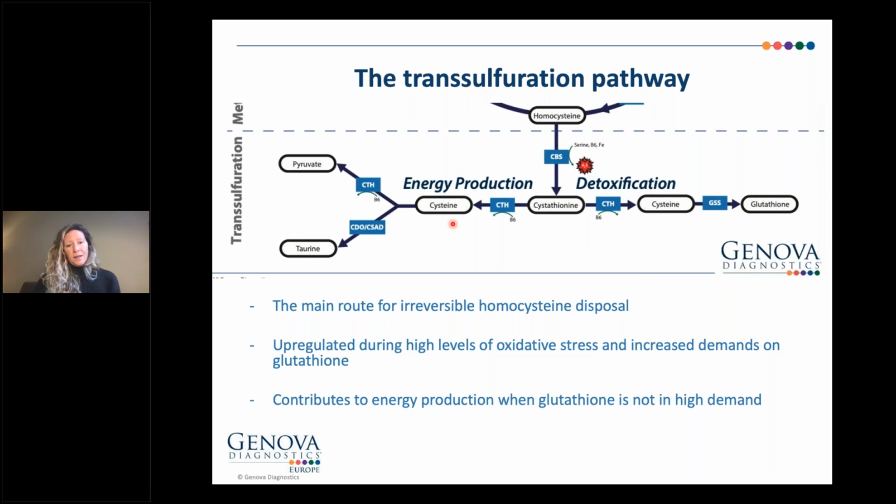And that ultimately ends up in the biosynthesis of glutathione, as well as pyruvate and taurine. This process is upregulated when needed, such as when the body is under oxidative stress and therefore glutathione demand is higher. And alternatively, transsulfuration will also contribute to energy production when glutathione is not in high demand. As you can see, one of the molecules created in this pathway is pyruvate, which plays a major role in cell metabolism, and it fuels the citric acid cycle and therefore ATP production.